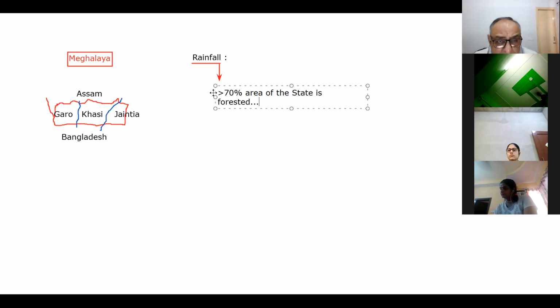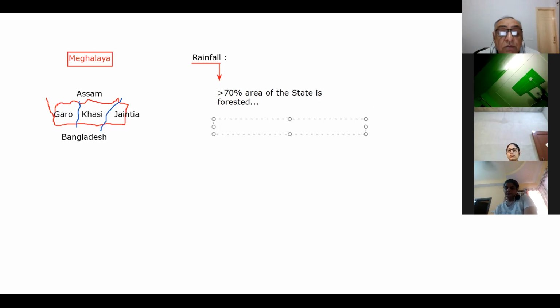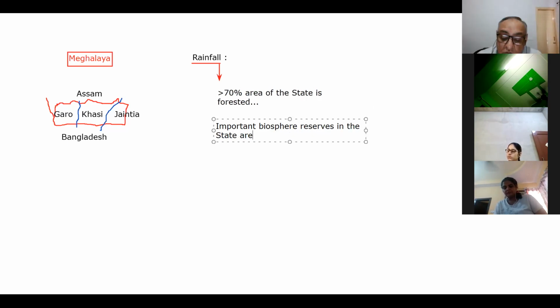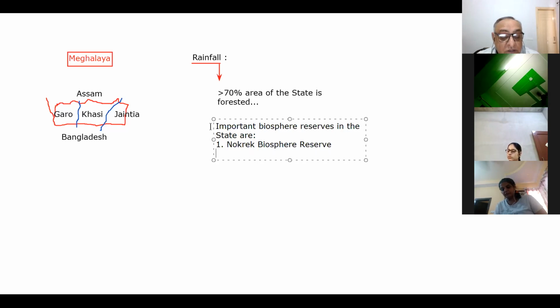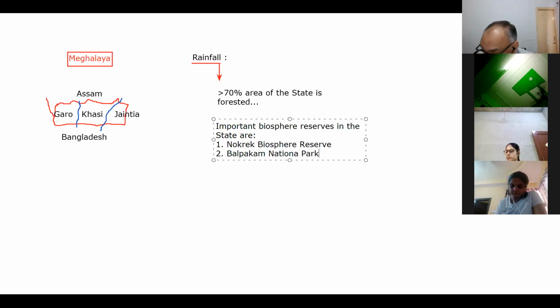And important biosphere reserves in the state. Which important biosphere reserves are found in the state, right? In the state, number 1 is Nokrek Biosphere Reserve, that is number 1. And number 2 is Balpakram National Park, this is there, Balpakram National Park is there, right?